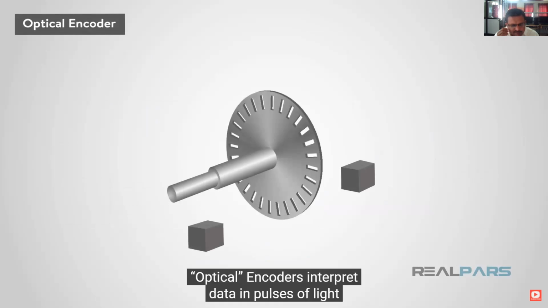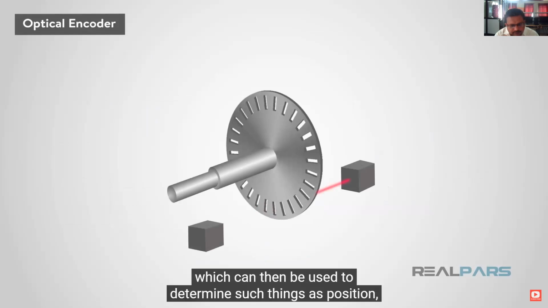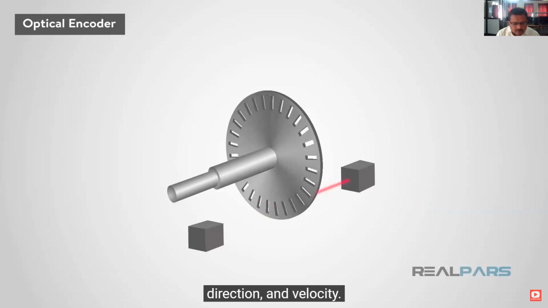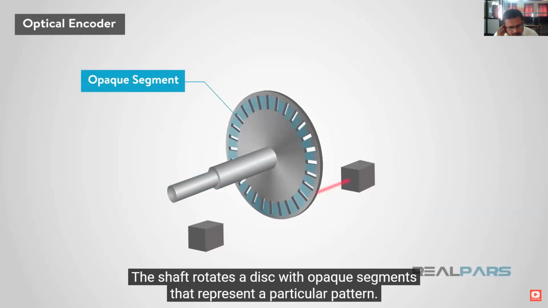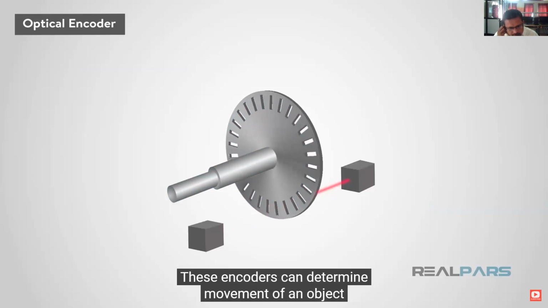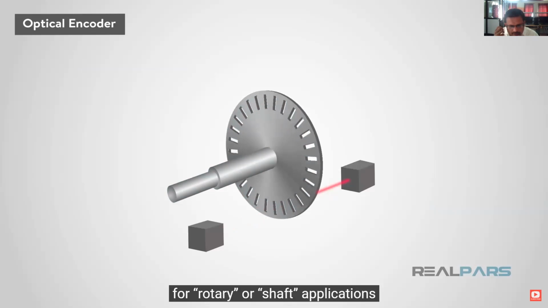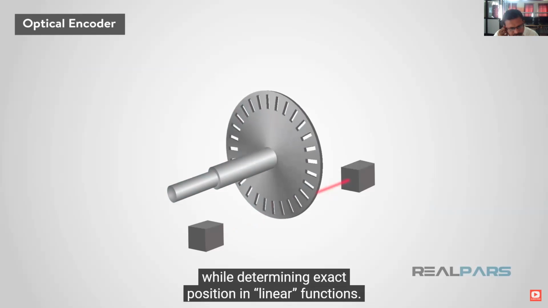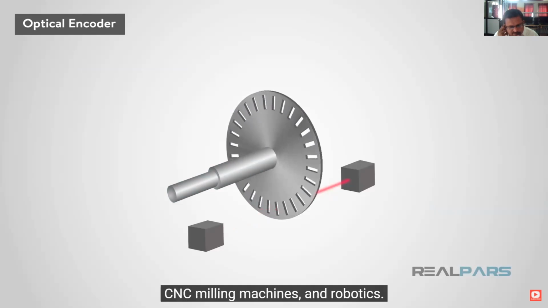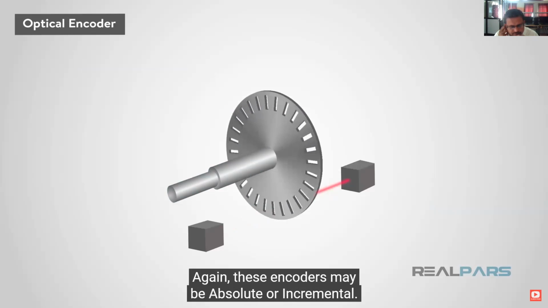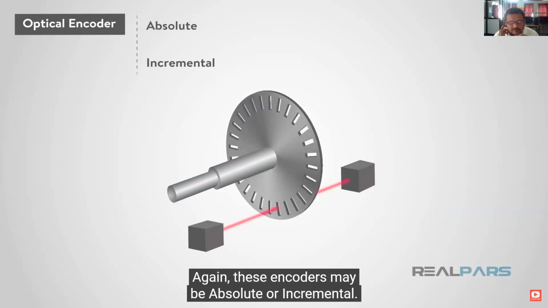Optical encoders interpret data in pulses of light, used to determine such things as position, direction, and velocity. A shaft rotates a disc with opaque segments that represent a particular pattern. These encoders can determine movement of an object for rotary or shaft applications, while determining exact position in linear functions. Optical encoders are used in various applications, such as printers, CNC milling machines, and robotics. Again, these encoders may be absolute or incremental.